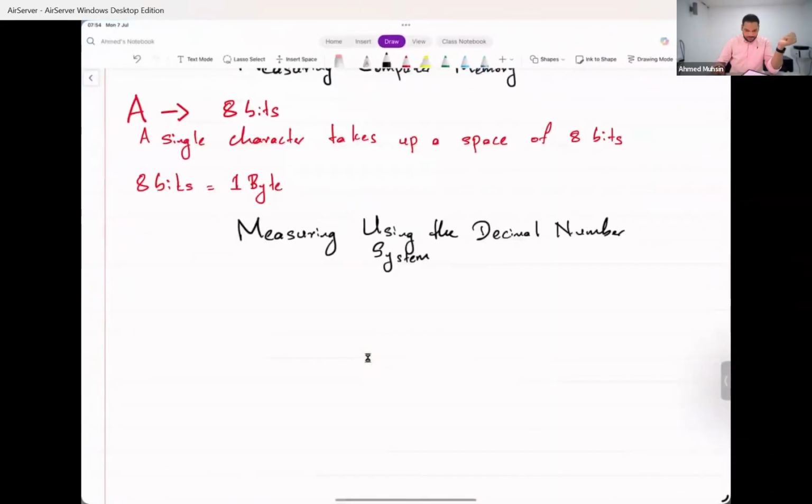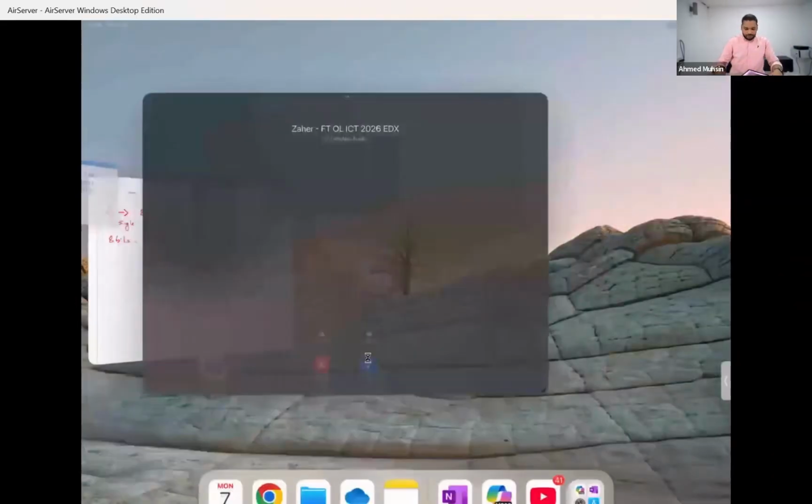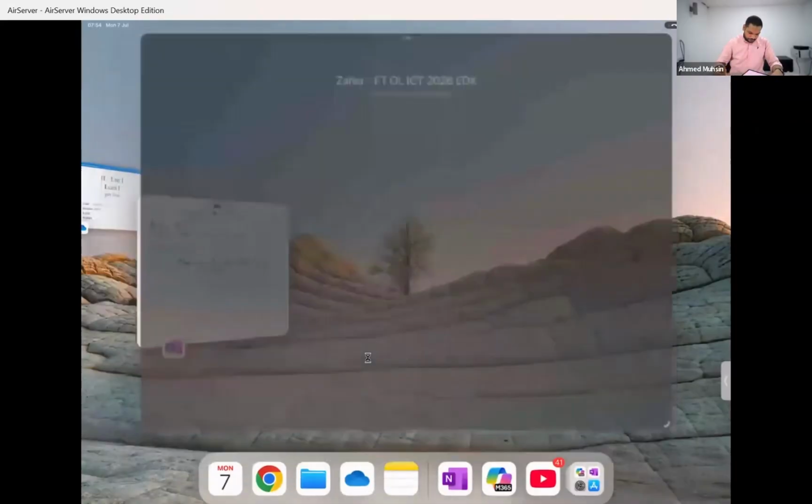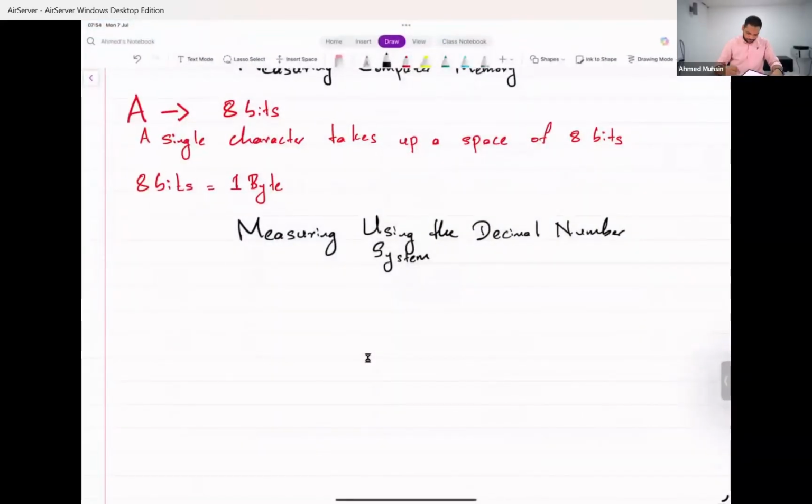How do I disable this one? Give me 1 second, please.